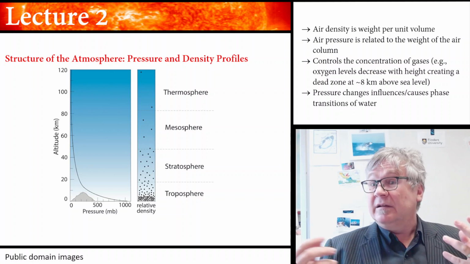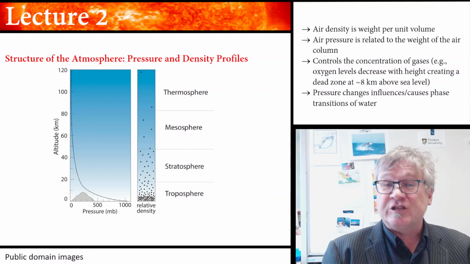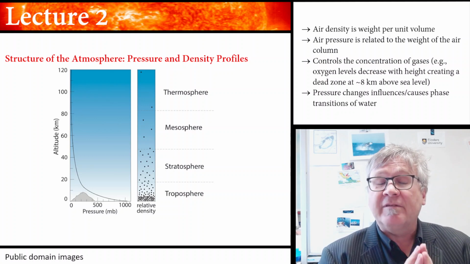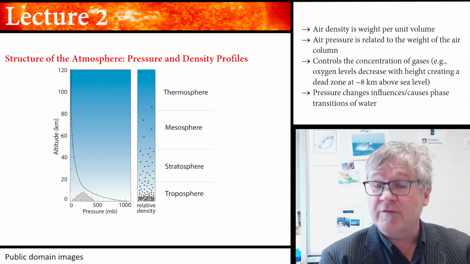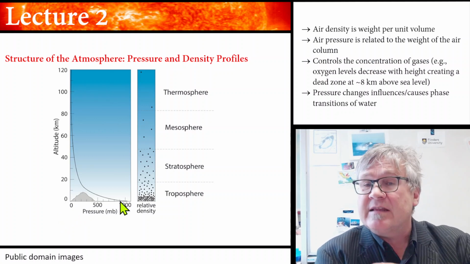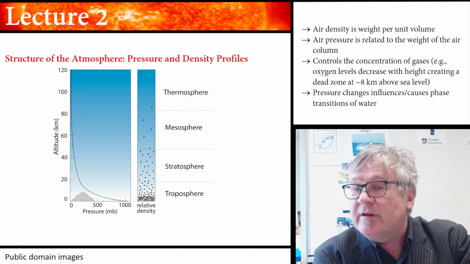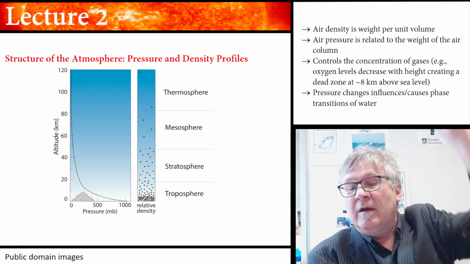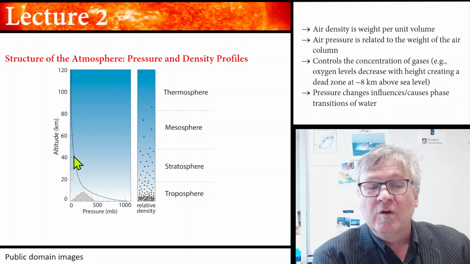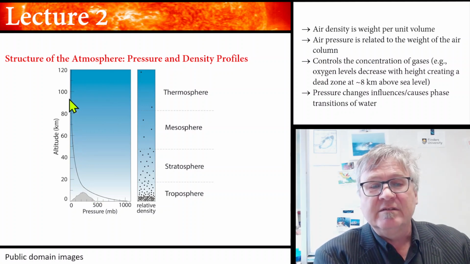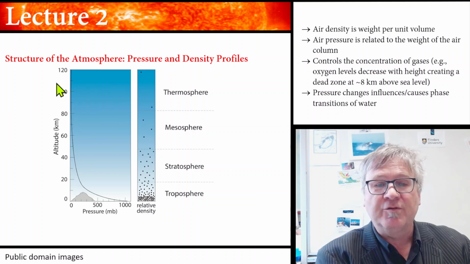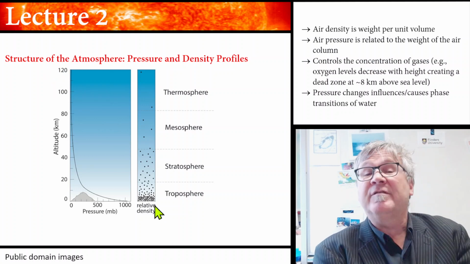Okay? And there's a link between air density and air pressure. Pressure is proportional to the weight of the air column. So if you are at the surface, and this is what's shown here in this graph, it's the pressure. Air pressure is the highest near the surface because the entire air column sits above you. And then pressure decreases because there's less and less mass of air above you, and then reaches very low, almost zero levels at 100 kilometers above ground.